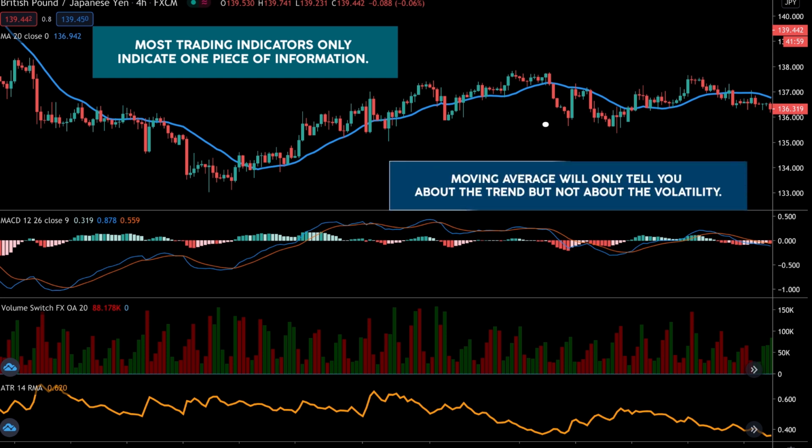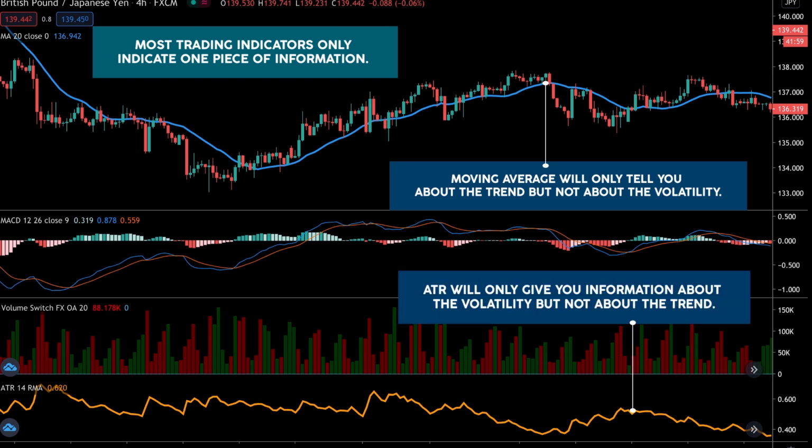For example, the moving average will provide you with information about the trend, but not about the volatility. The average true range indicator, or ATR in short, gives you information about the volatility but doesn't provide you anything about the trend of the market.